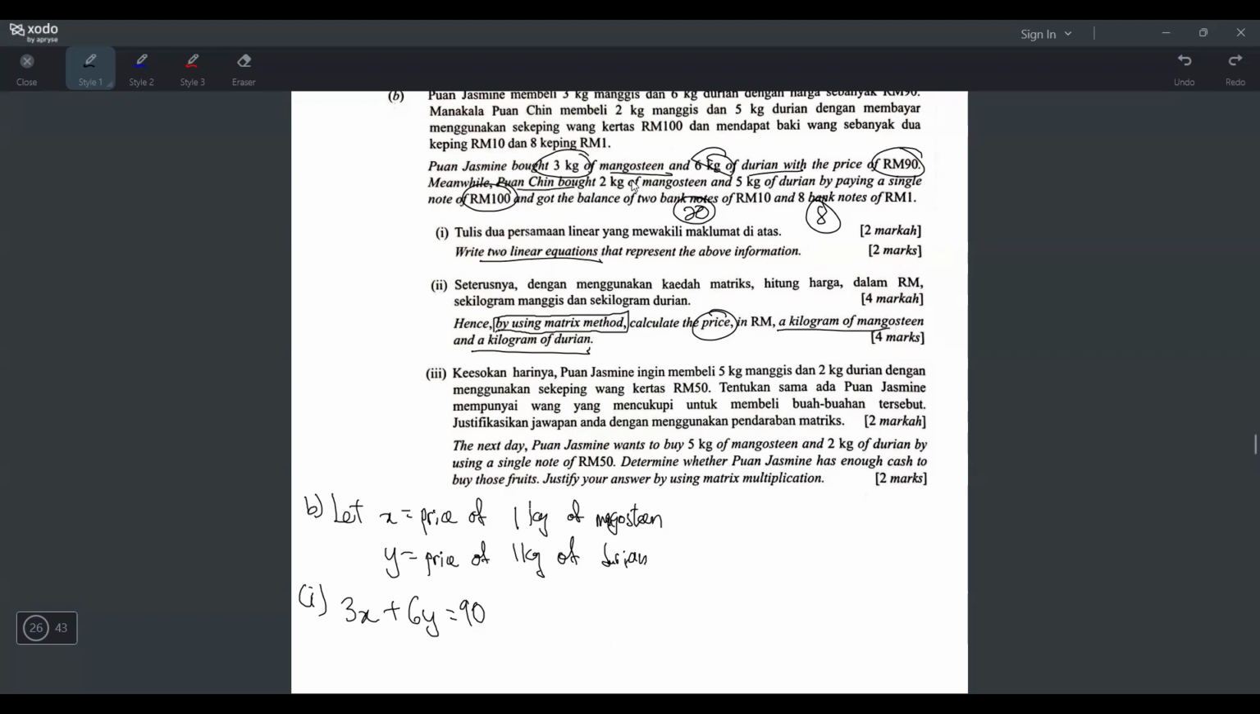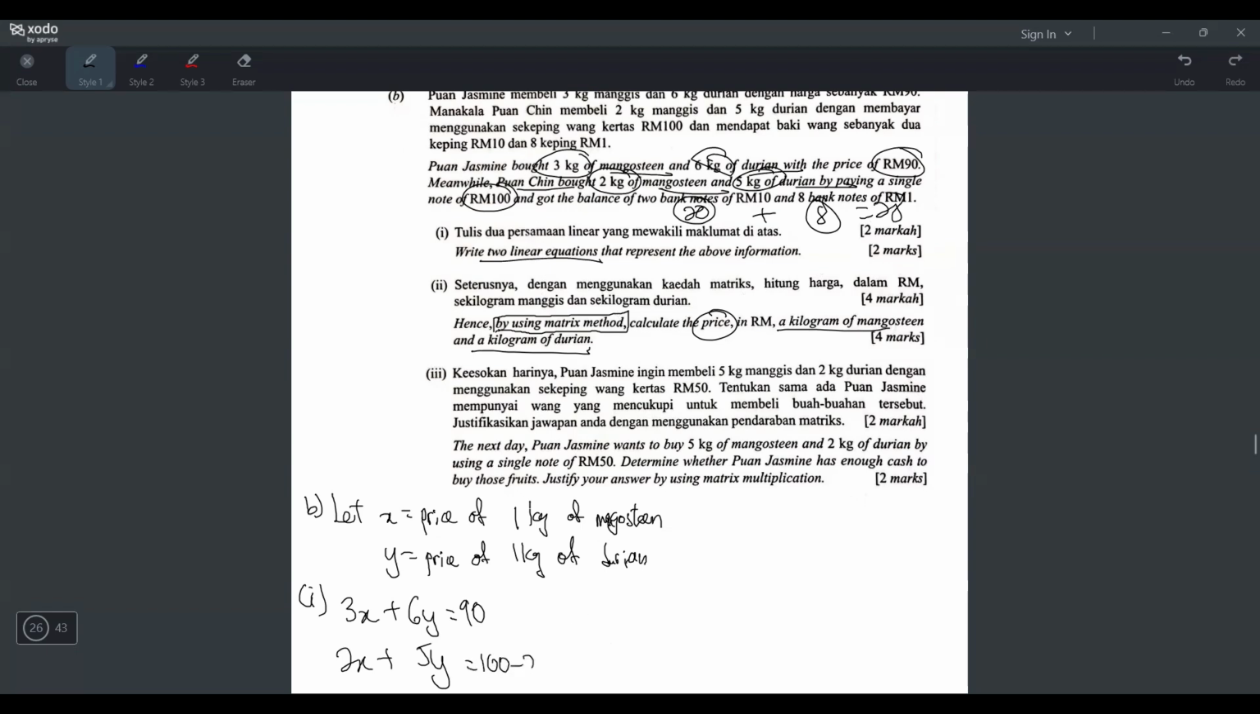What's the second one? Puan Chin bought 2 kg of mangosteen, 5 kg of durian. So berapa yang dia kena bayar? 1 kg mangosteen is RMX. 2 kg mangosteen, 2X lah. Plus with 5 kg durian, 5Y. And how much she pay? A single note of 100, but then she get the balance of 28 ringgit. Because she dapat balance 20 ringgit plus 8 ringgit, so 28, right? So berapa harga sebenar? 100 minus 28.